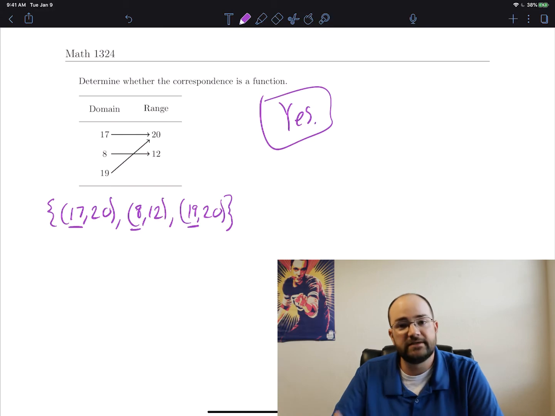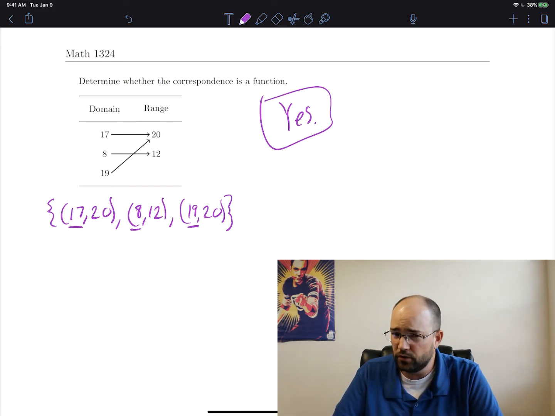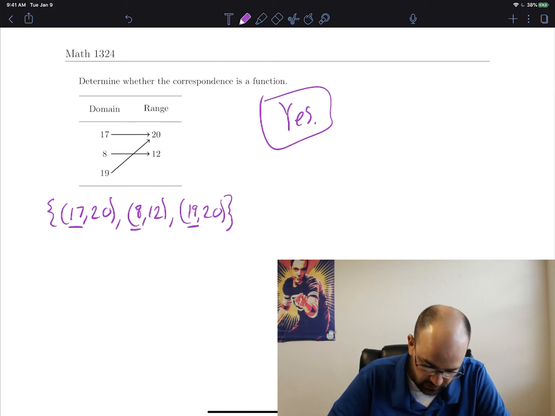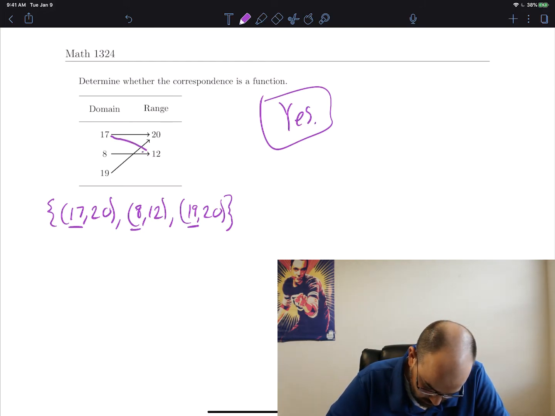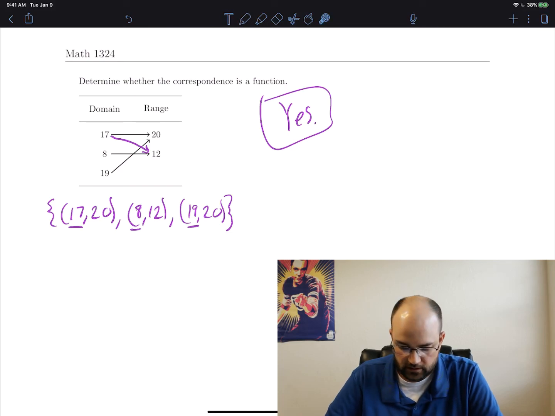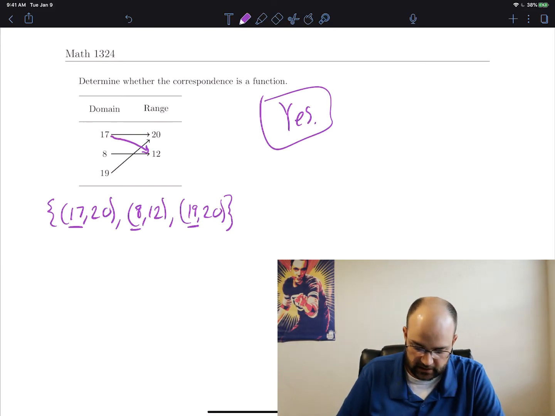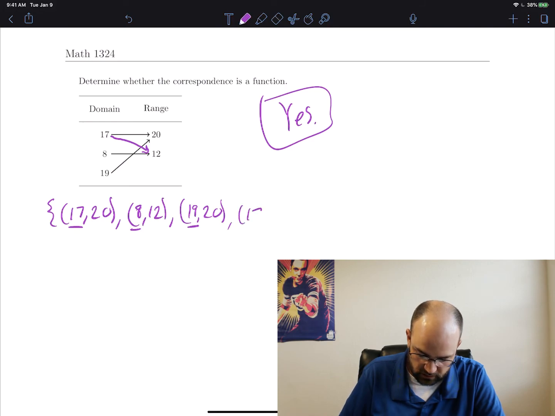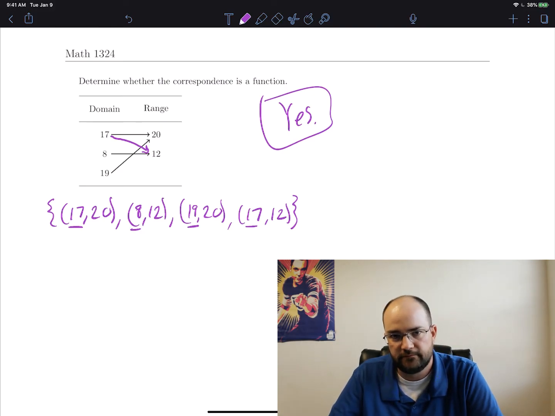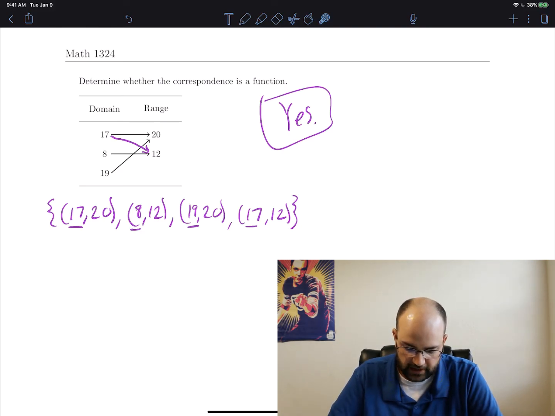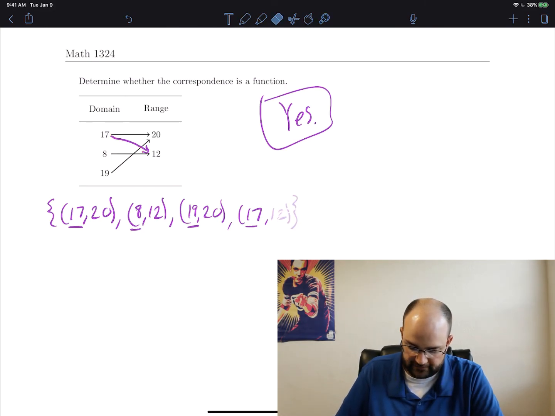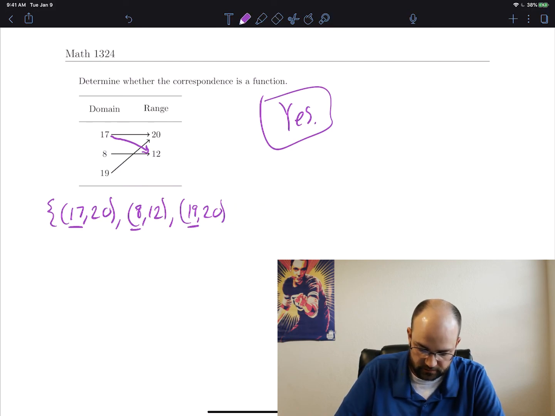Now, if we were to see something like this and you might be wondering, how do you know if it's not one? Well, let's look at it this way. What if this 17 had another arrow coming towards that 12? Notice that the 17 would then correspond to both the 20 and the 12 at the same time, so that 17 is corresponding to two different values. And we would actually need to include another coordinate here, 17, 12, and notice that the 17 at that point would then repeat itself. This is why, if you have this extra arrow here, then the answer would be no. We don't have that, so that's not actually a problem.